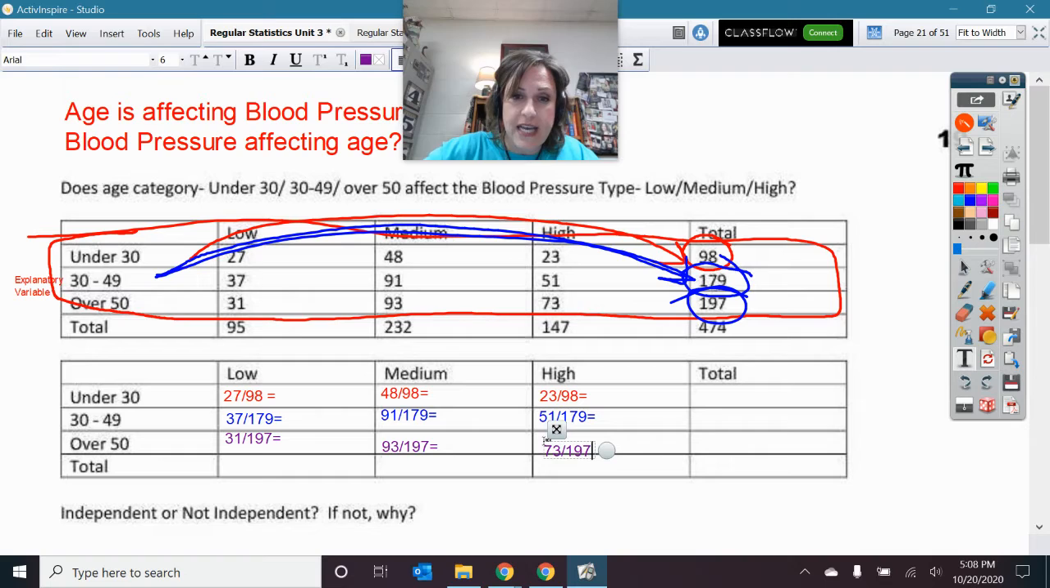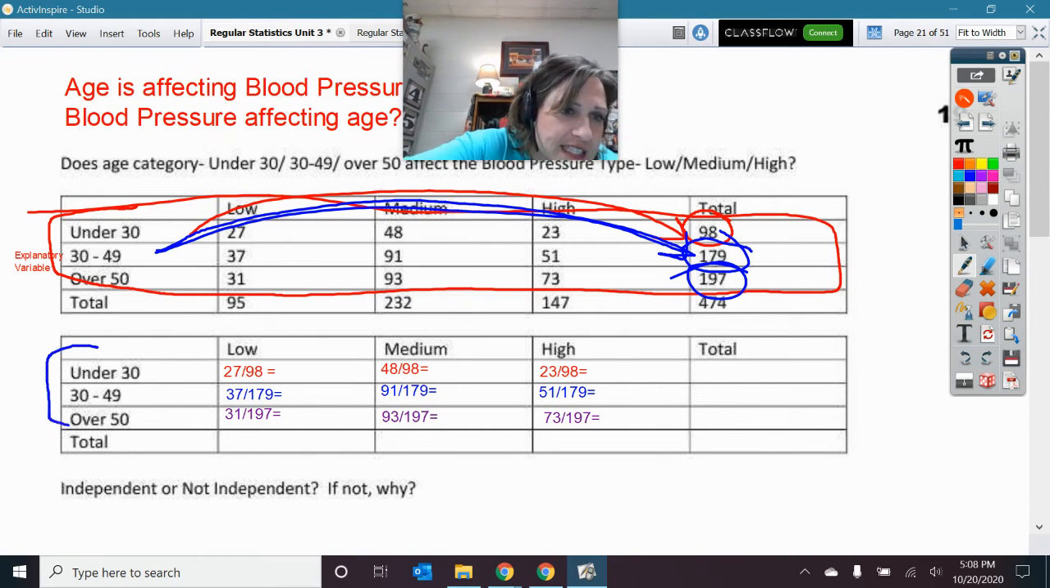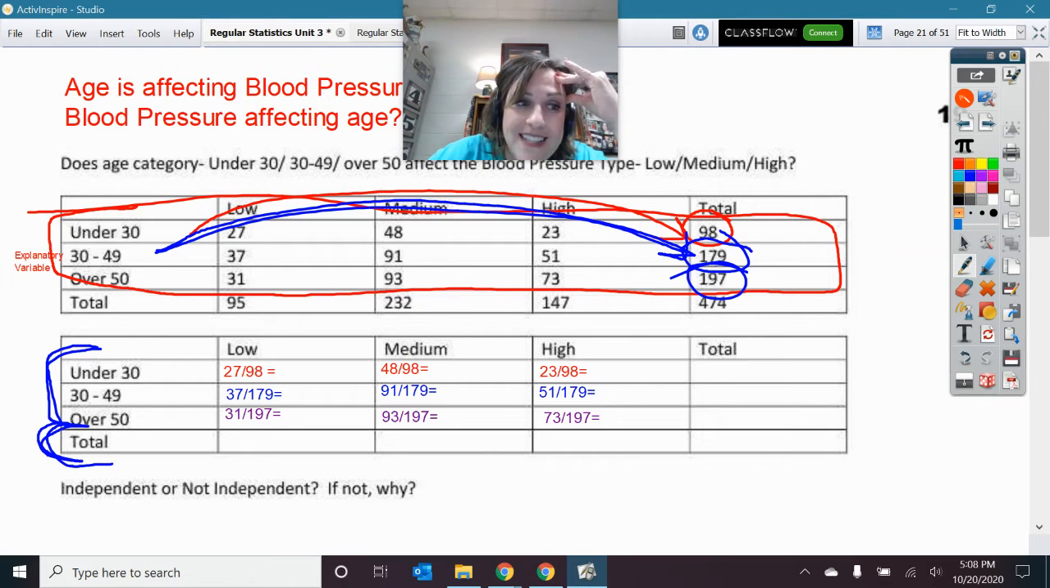73 out of the 197 50-year-olds had high. Okay. And now we could then do our, now. So these are conditional. Conditional upon you being one of these ages. That's conditional. So now what's happening overall? Look at where our marginal is. Look at that. That's different than before, right? That's because we're going side to side.